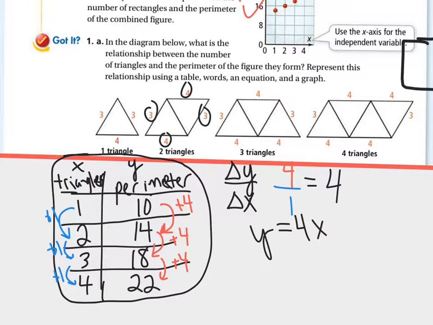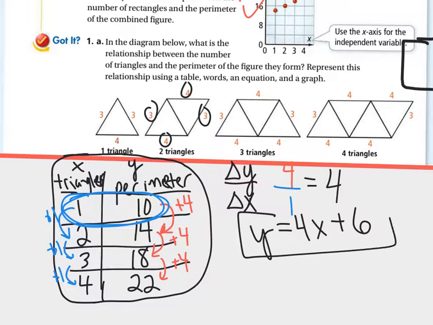So we think about putting a 1 in there. We put a 1 in place of the x. We would get 4, because 4 times 1 is 4. We want to get 10. It's over in our table over here. Okay? So we're getting 4, we want to get 10, so getting from 4 to 10, we would have to add 6. So this should be our equation.